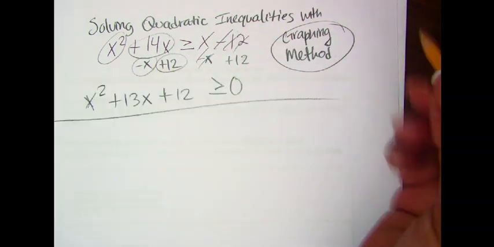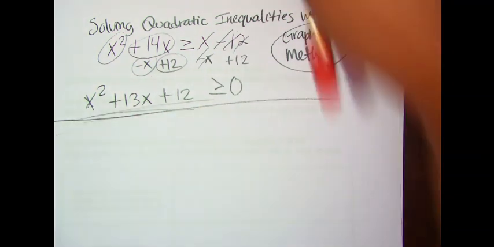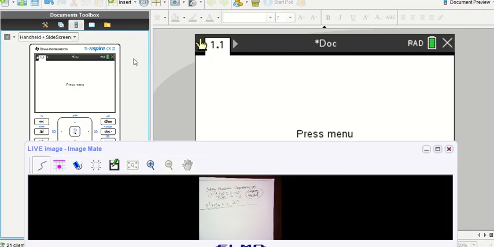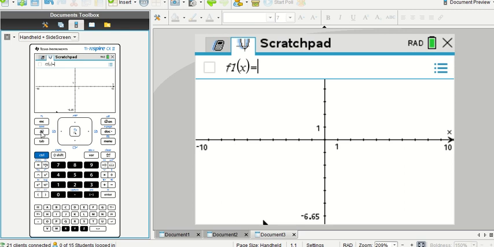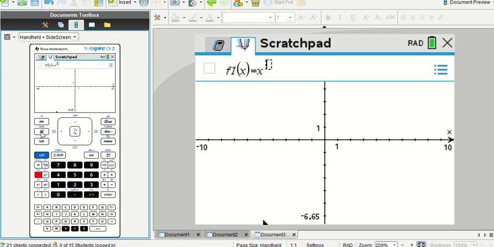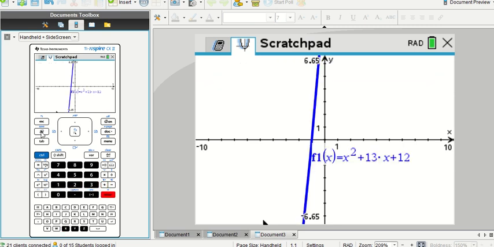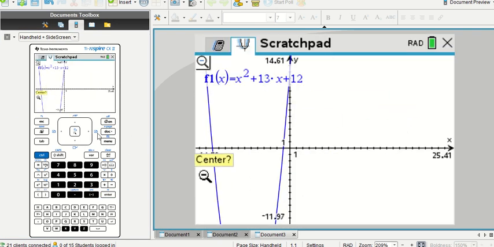So with this first step, now you have a quadratic equation that you can simply just graph in the calculator and find out where the zeros are at to solve it. So we're going to do that. Okay, I'm going to type right here on the graph x squared plus 13x plus 12. And then we want to zoom this out. Okay, so there it is.